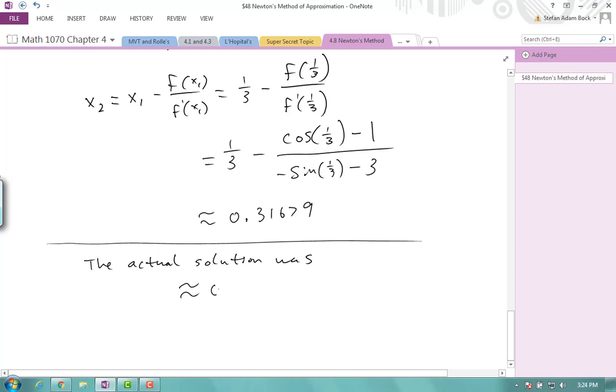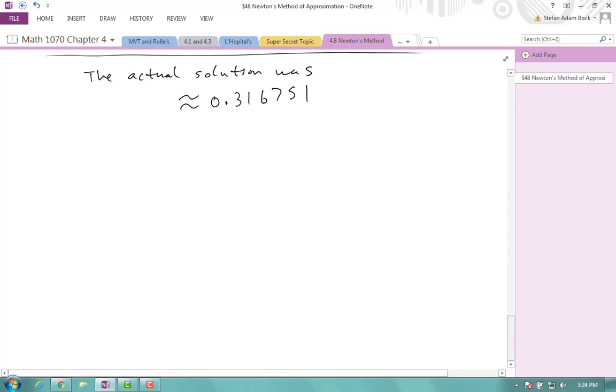It was approximately 0.316751. So, within just 2 uses of Newton's method, I actually got within, what, almost 4 decimal places of the actual answer. So if I was trying to deal with a polynomial, I would have had a great time doing this.